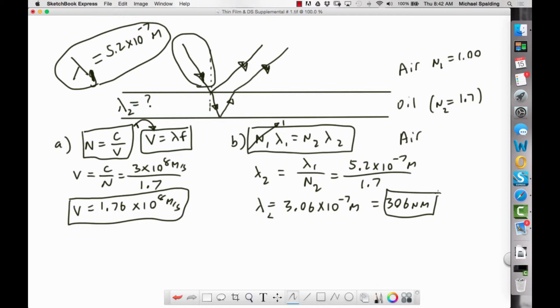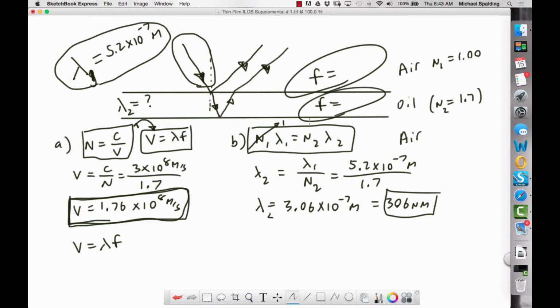For B, could you also use velocity equals wavelength times frequency to find the frequency while it's in air, and then just use the same frequency? Oh yeah. Hey, good job. So we now know the velocity in the oil, right? So you could go velocity equals wavelength times frequency. And remember, what stays constant from one medium to the next? Frequency. The frequency here is the same as the frequency here. So if you find the frequency in air, it's the same as the frequency in the oil. Is that what you're saying?